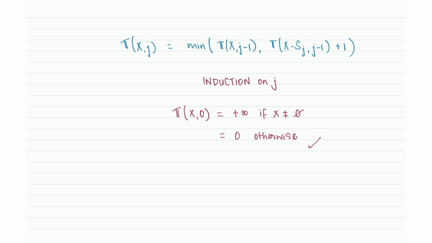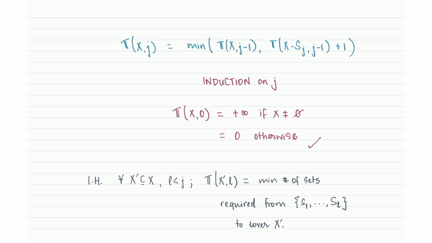Now, to be able to actually prove the main claim, we need some sort of a meaningful induction hypothesis. So what we are going to say is that the claim is true, meaning that T of X, j basically does carry the value claimed by its semantics for all j that are smaller than the current value of j. So in particular, T of X prime comma L is indeed the best possible way of covering X prime using the first L sets for all X prime subset of X and for all L strictly smaller than j. So that's the induction hypothesis, which again is natural given that we are doing induction on j.